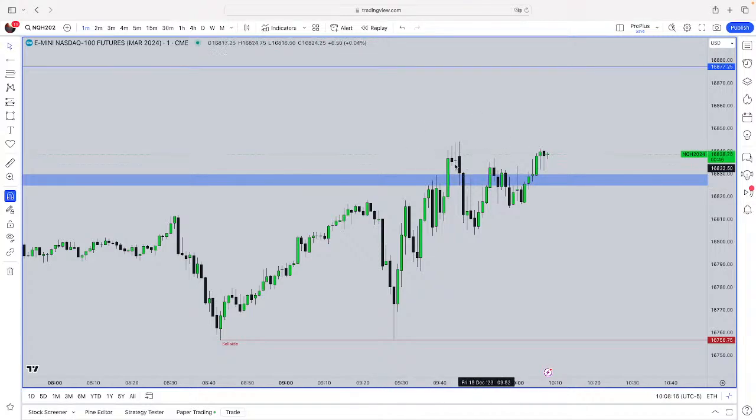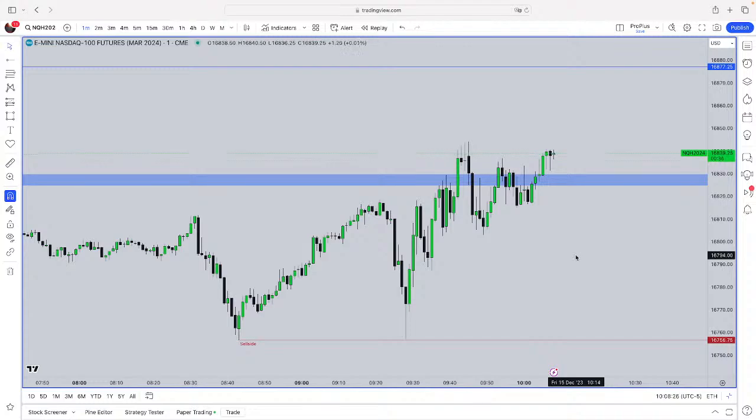I think potentially now, people selling this, they're going to get trapped, but I would have preferred a bigger push down lower for them to get trapped in for the price to want to run up higher. We'll see. It's definitely been a choppy day.